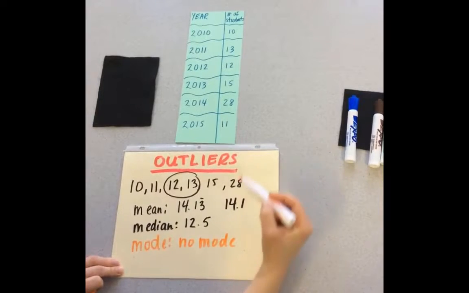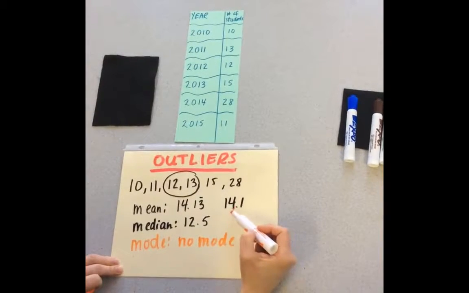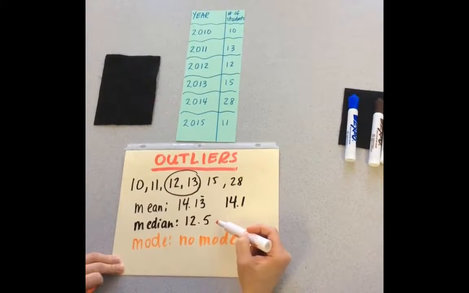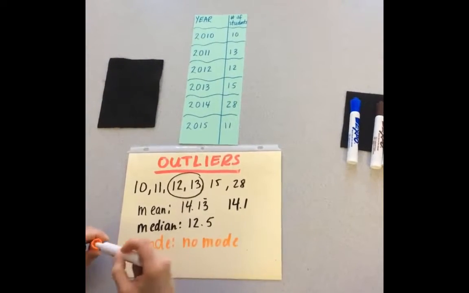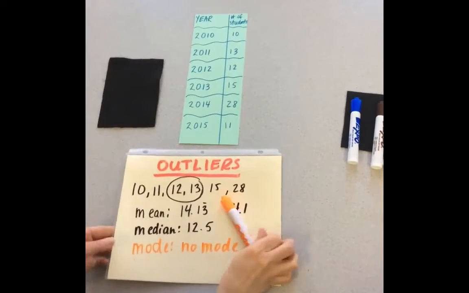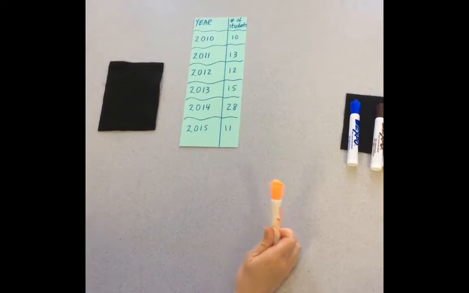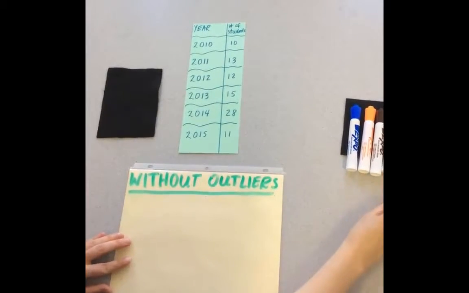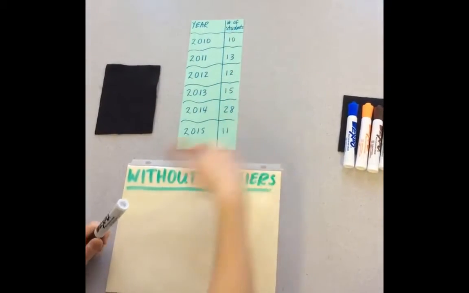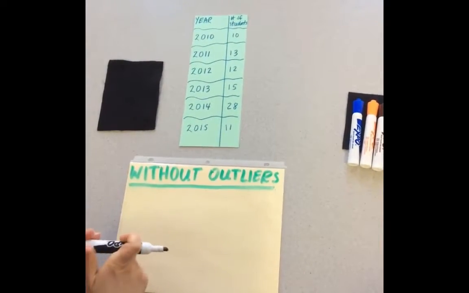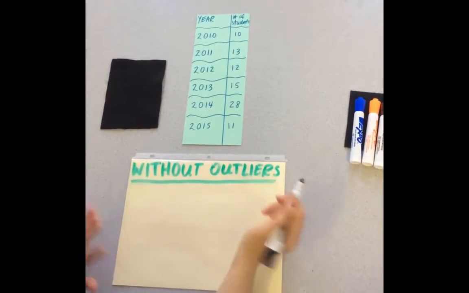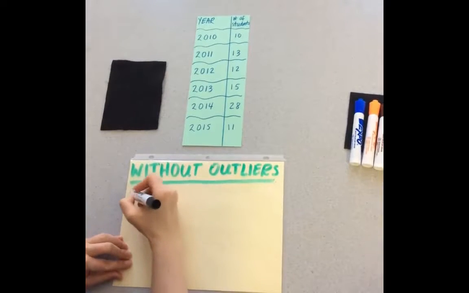So with the outlier, we see that our mean is approximately 14 and 1/10. Our median is 12 and 5/10, and there is no mode. Now let's suppose we move this to the side and we look at our data set without the outlier. So I'm going to recopy these numbers in numerical order, but I'm going to leave out the 28 because that number seems to not make a whole lot of sense.